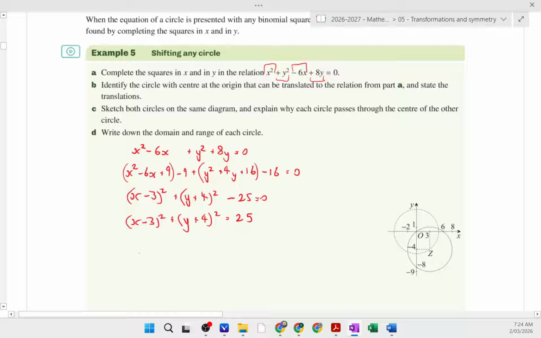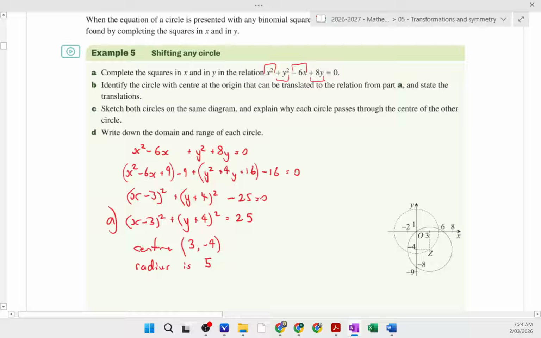So what is my center? My center is 3, minus 4. So my center is 3, minus 4. And my radius is 5. Okay, so I've now done that. So I've completed the square. Actually, I've done a couple of things here.